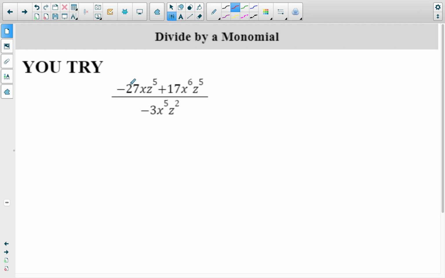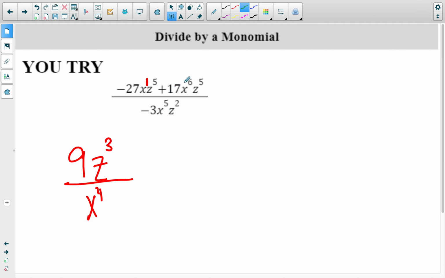Okay. So negative 27 divided by negative 3 is going to give us 9. And then we have an x to the first power and an x to the fifth power. Let's subtract those exponents, right? 5 minus that 1 that's up here. 5 minus 1 is 4. So we'll have x to the fourth power in that denominator because that's where the bigger exponent was to start. Okay, and then z to the fifth over z squared is going to simplify to give us z cubed up top.